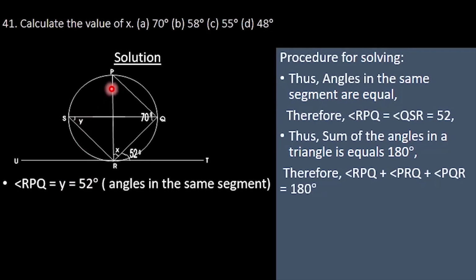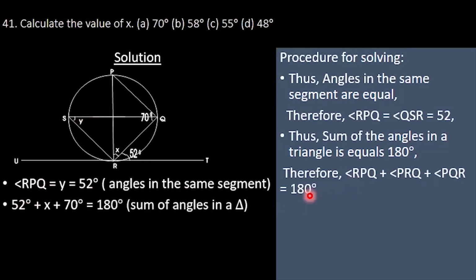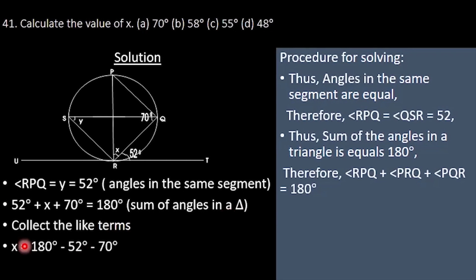Now we say angle RPQ, that is 52 degrees, plus angle PRQ x degrees, plus angle PQR 70 degrees is equal to 180 degrees. Sum of the angles in a triangle. Then collect the like terms. We now have x is equal to 58 degrees.